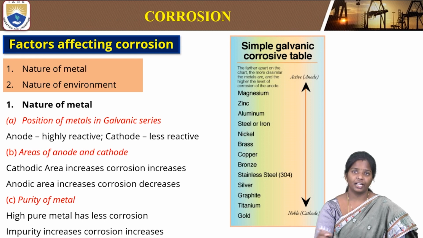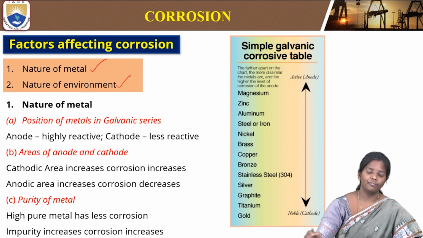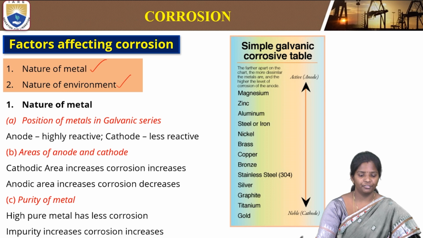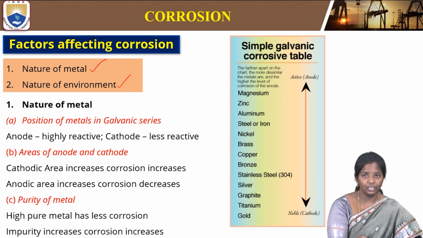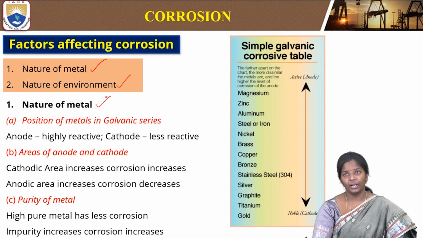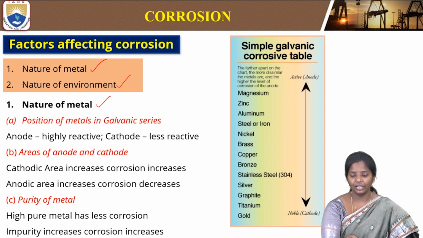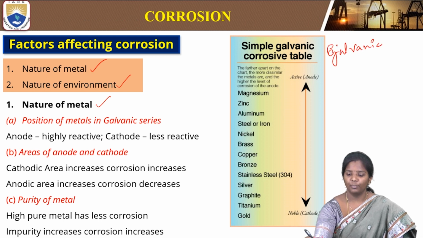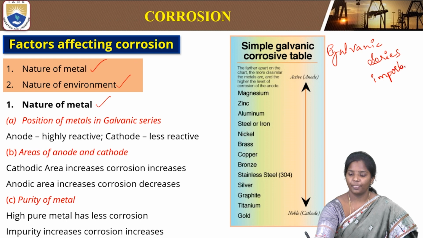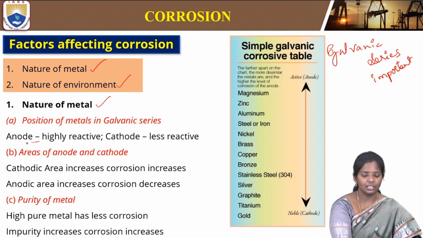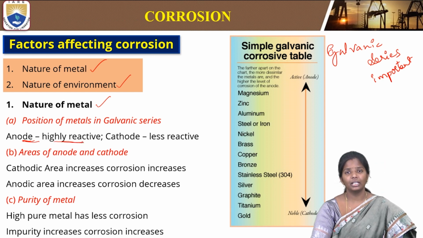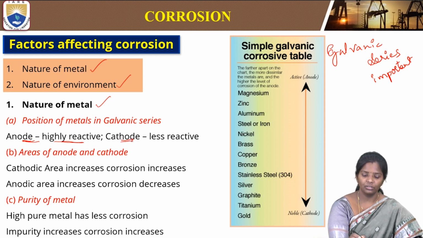So these are the main factors. The nature of metal and the nature of environment are the two main factors that affect corrosion. In that we have again some different factors. If we consider the nature of metal, the position of metals in the galvanic series is important, because, see, when does a metal form an anode? When the metal is highly reactive, it forms an anode, and it is a cathode when it is less reactive.